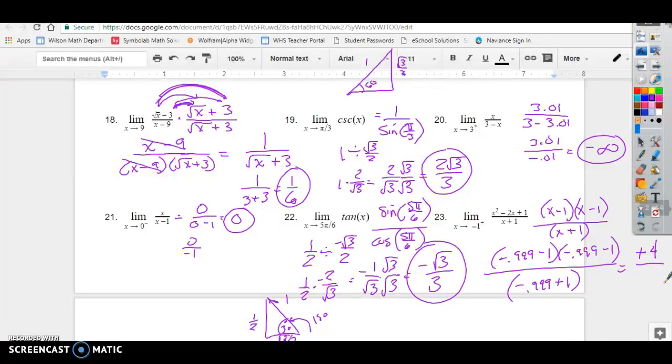And down here, 1 minus 0.999 would be 0.001, which is positive. So we're looking at positive infinity for number 23. All right, we'll see you on the next page here in a second.